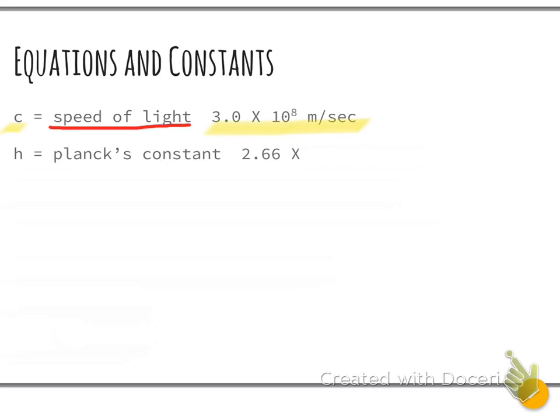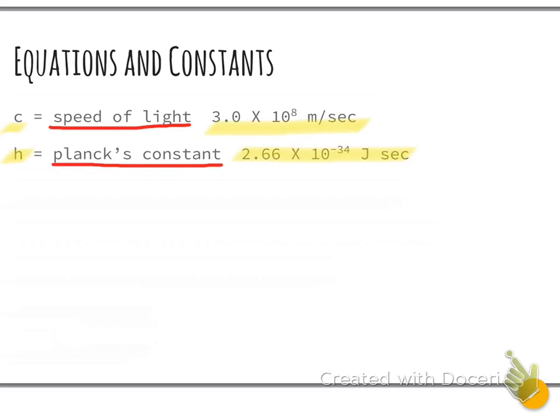So the next thing we have is this thing called Planck's constant. This is a constant that is used in equations. It does not change. A man named Planck discovered this. You will be given this, and you will be given that it's h. You will not be given that it is called Planck's constant.